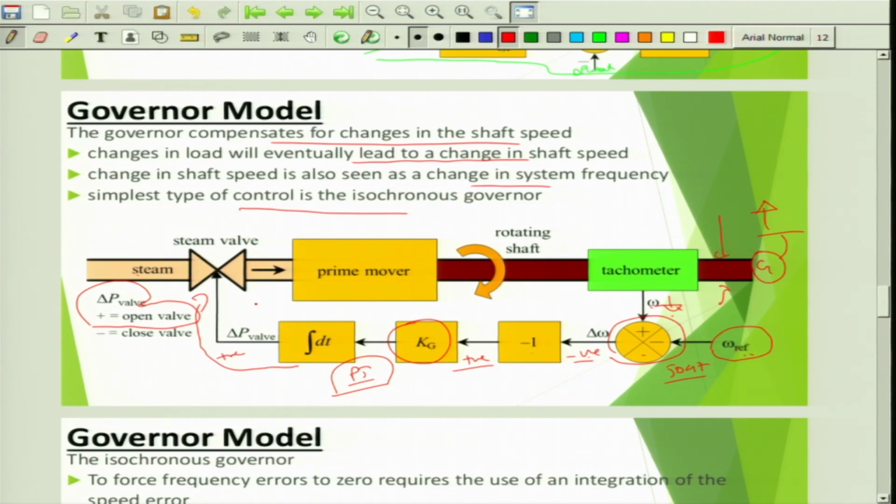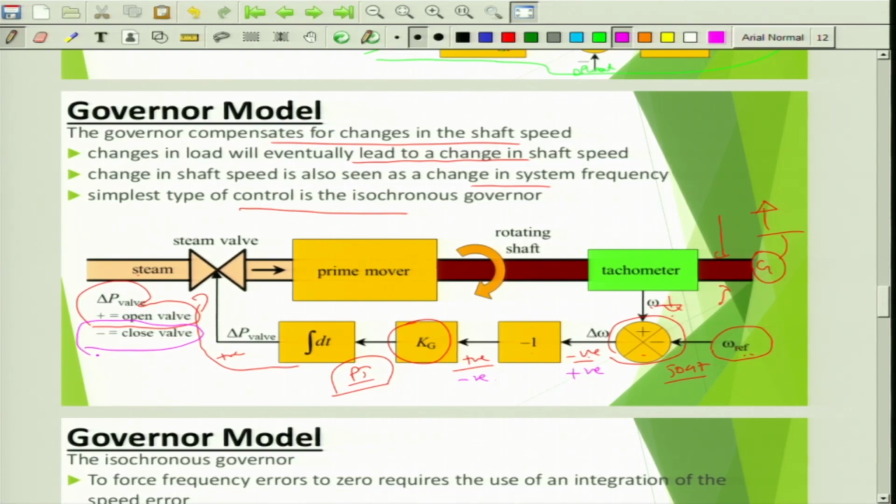Let us suppose the speed is increased because load has decreased. So this output will be positive, this is positive here, this is positive, and this is negative, and ultimately you will close the valve. So this is with respect to one single generator, it can manage it quite comfortably.